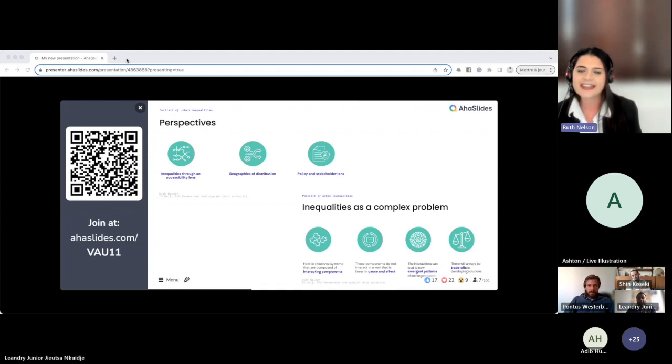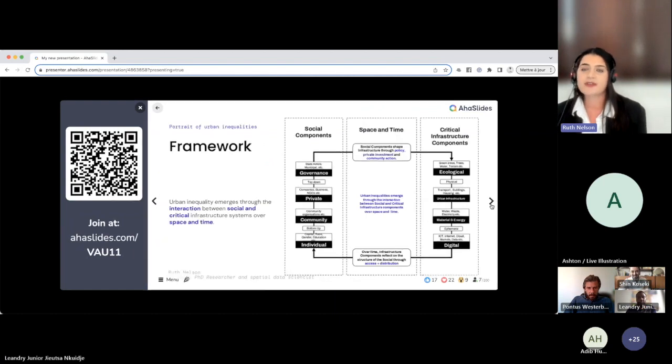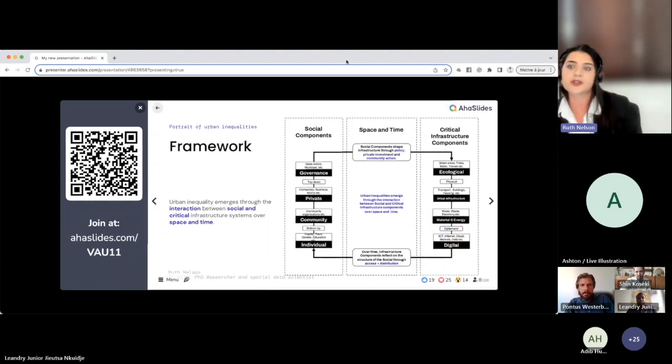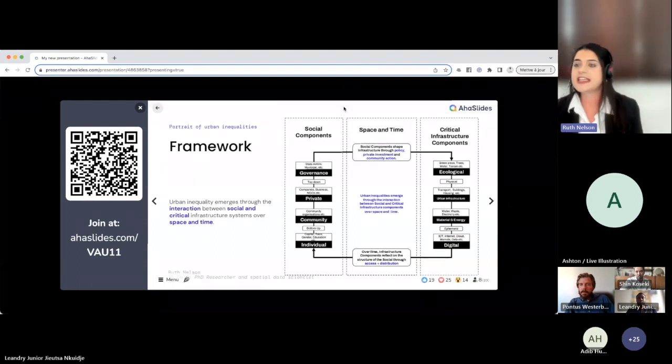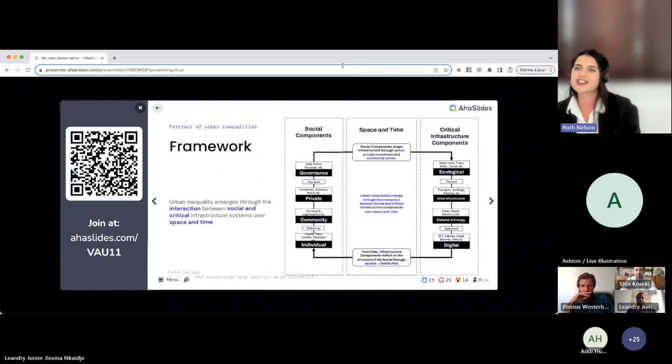And then finally, on the next slide, I'm just going to briefly present to you a framework that we use, my colleagues and myself, to understand urban inequalities within cities. On the one side, it's an abstraction of cities, let's say. On the one side, you have the social components, which would be the individual, community organizations, the private sector, governments. And on the other side, you have critical infrastructure components, such as ecological infrastructure, transportation, urban infrastructure, material and energy flows, such as electricity lines, and digital infrastructure.